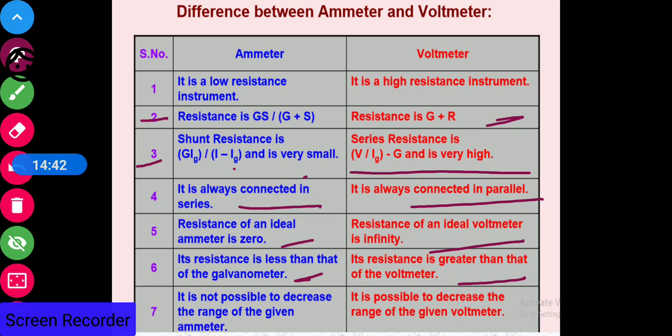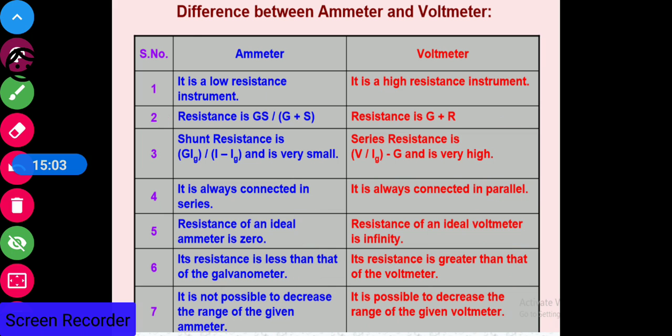As we know, whenever a shunt resistance is connected in parallel to any resistance, the effective resistance is always less than the value of the shunt resistance. So its resistance is less than that of the galvanometer. It is not possible to decrease the range of the given ammeter, while it is possible to decrease the range of the given voltmeter.